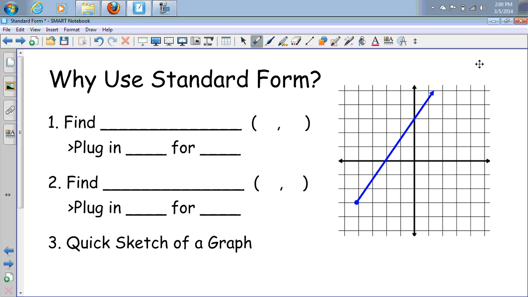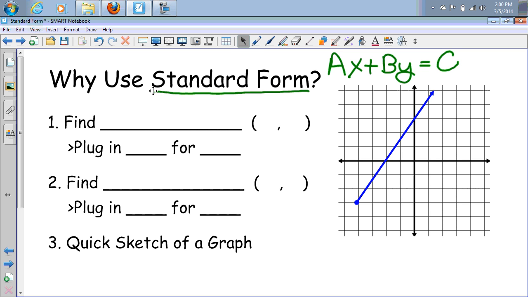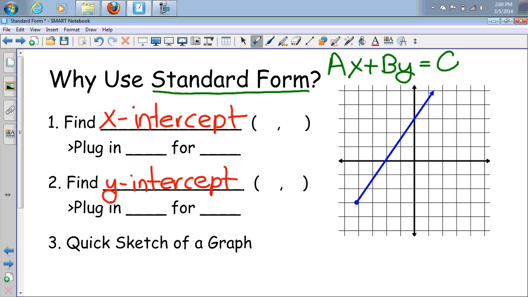Okay, so what was the standard form that we're talking about? What does that formula look like? Good. Ax plus By equals C. We can use this formula to find an x-intercept and a y-intercept, and we can use that information to make a pretty quick sketch of a graph.